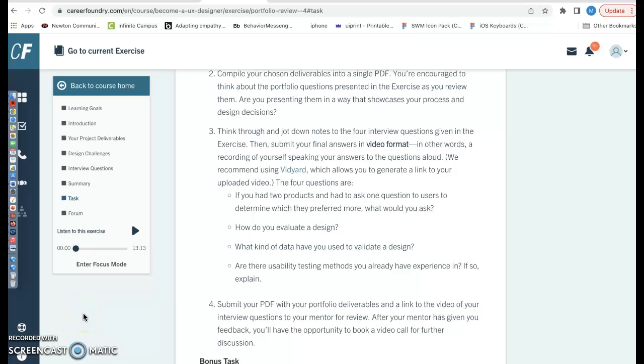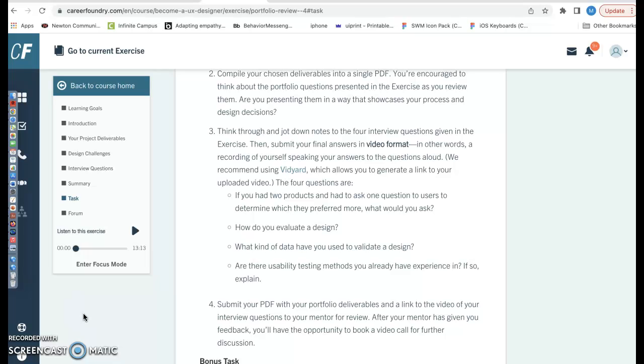For the first question, if you had two products and had to ask one question to users to determine which they preferred more, what would you ask? For me, I want to avoid leading questions. I don't want to say, do you like this one more than that one? I want it to be as unbiased as possible.